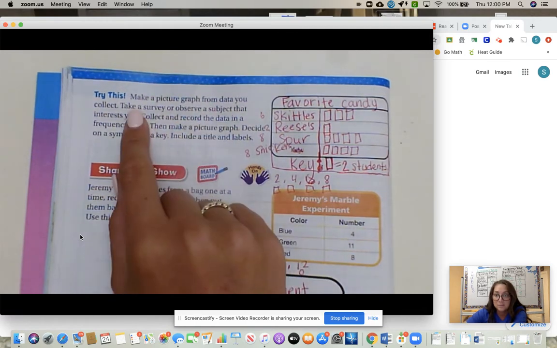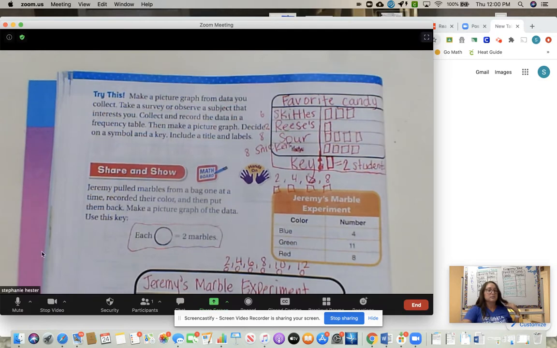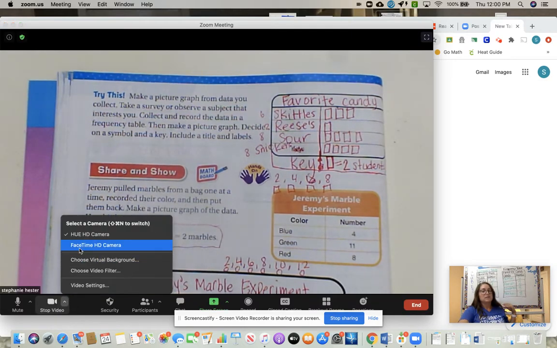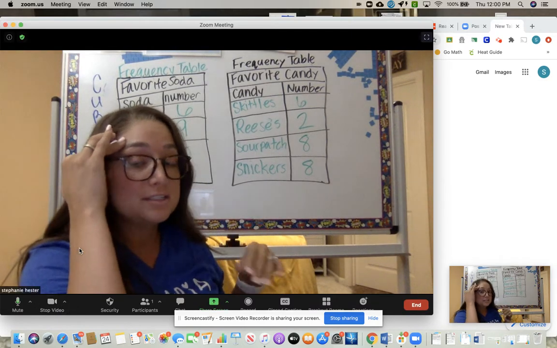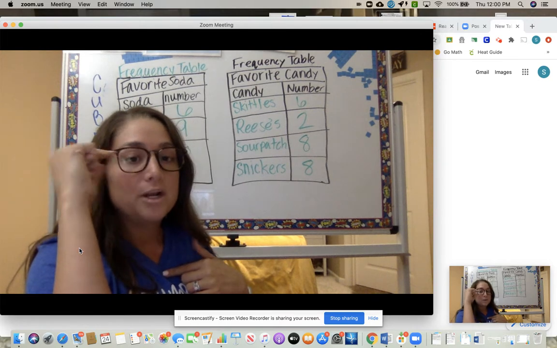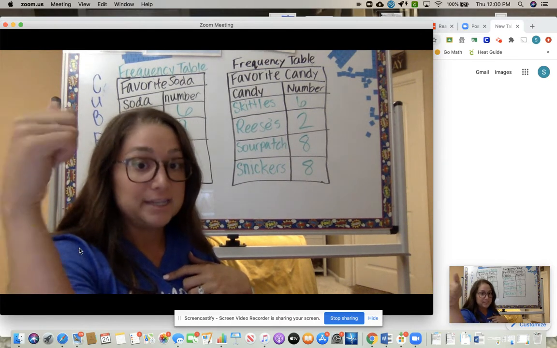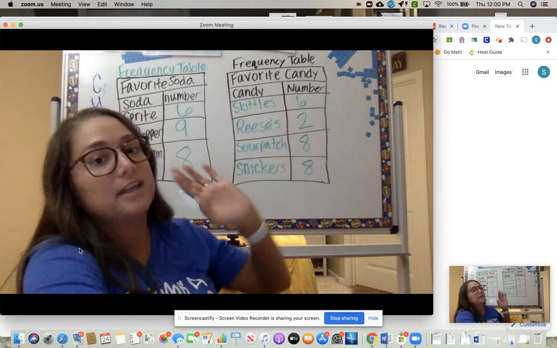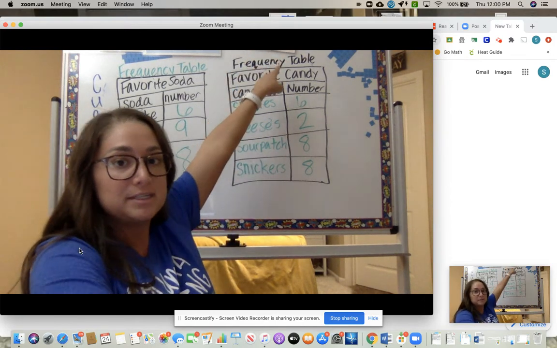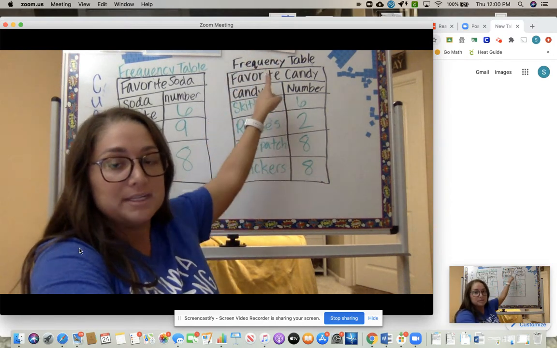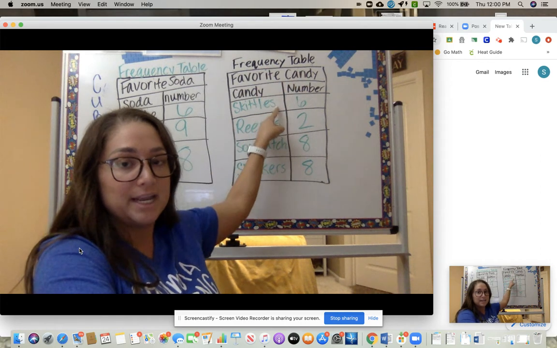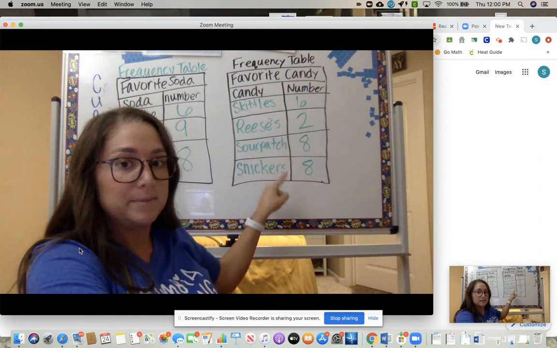So that's a lot of words. What it just wants you to do, and what we did in class, is I took a survey, which is I had students tell me, what do you want to survey? They said favorite candy. Then they gave me the candies, and then they all voted. So I have my frequency table because we have numbers. My title is favorite candy. I have my candy: Skittles, Reese's, Sour Patch, Snickers.